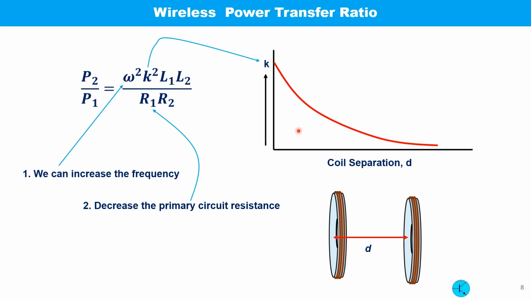So to counter that, for the wireless power transfer system, we can increase the omega and we can decrease the primary side resistance. R2 is the load resistance. It depends on our demand. So we have to rely mostly on R1 and frequency omega and L1 and L2. So our choice of frequency is very much dependent on L1 and L2. So we can mostly manipulate omega square, omega and R1.